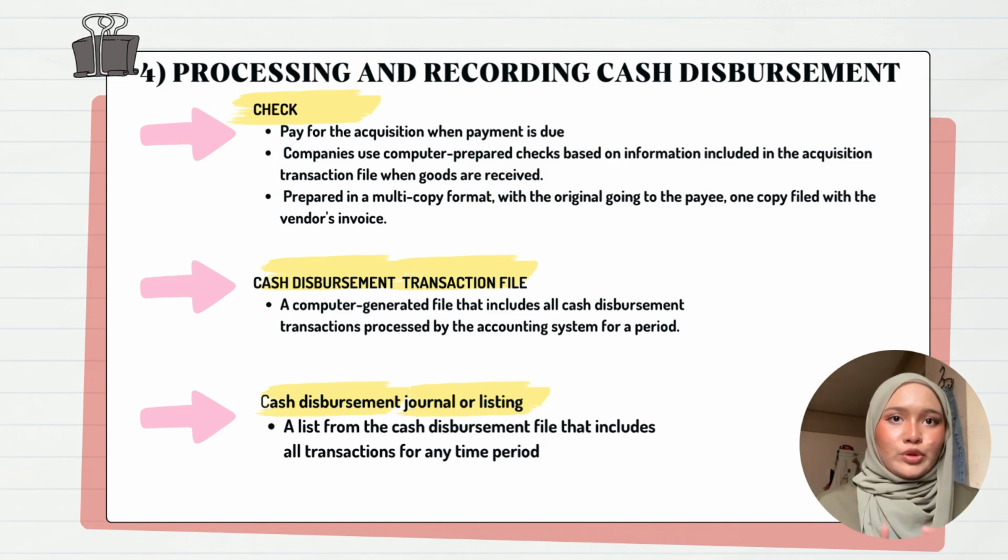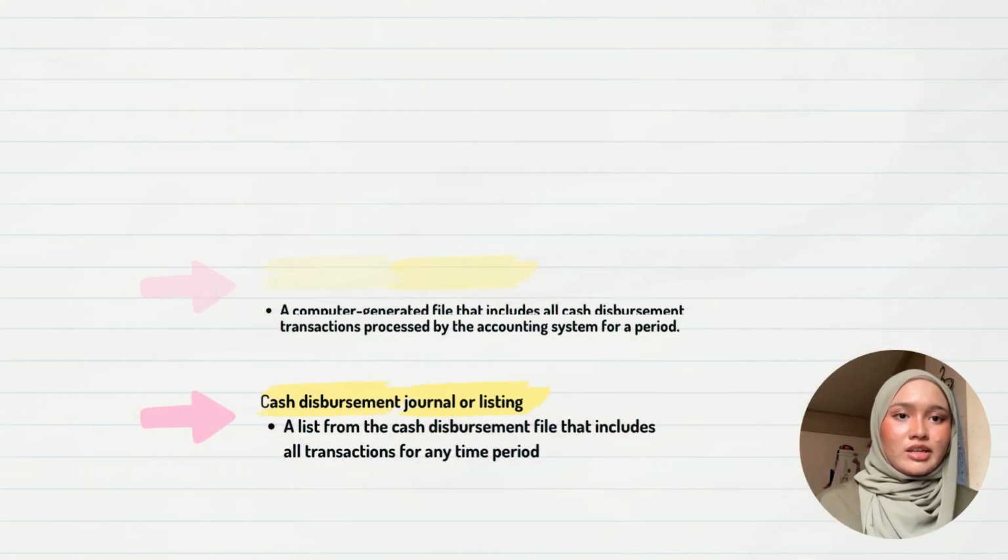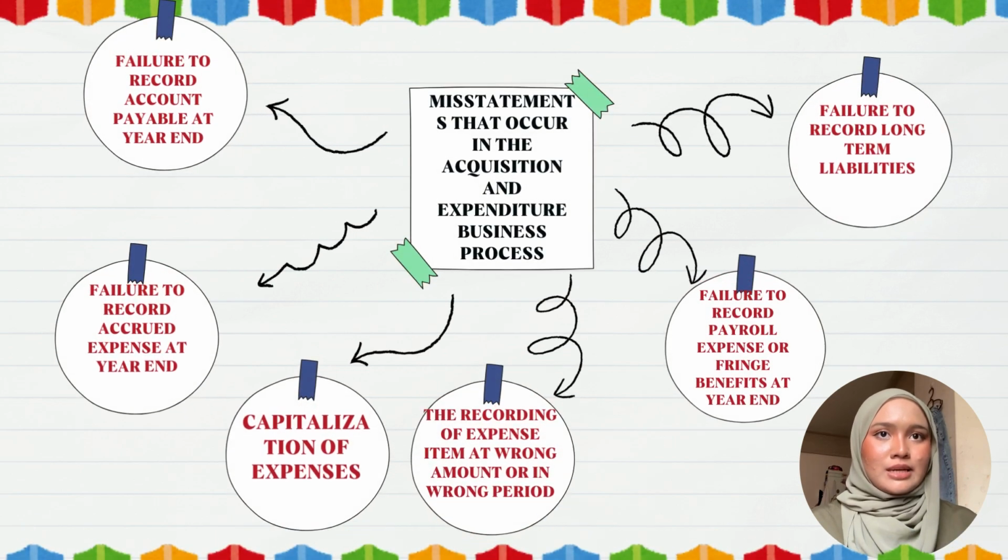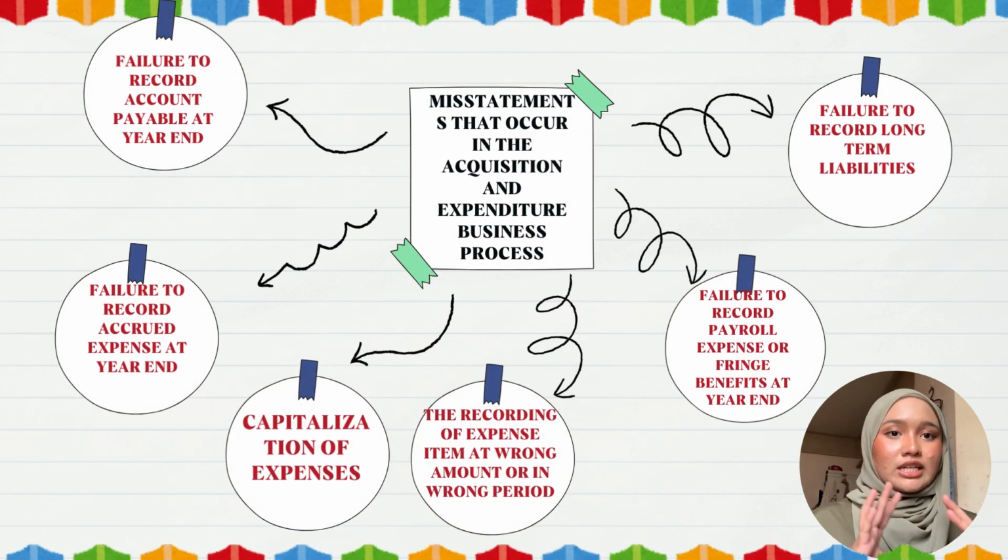It is a computer-generated file that includes all cash disbursement transactions processed by the accounting system for a period. Last, we have the cash disbursement journal or listing, a list from the cash disbursement file that includes all transactions for any period of time. Next, misstatements that occur in the acquisition and expenditure business process.